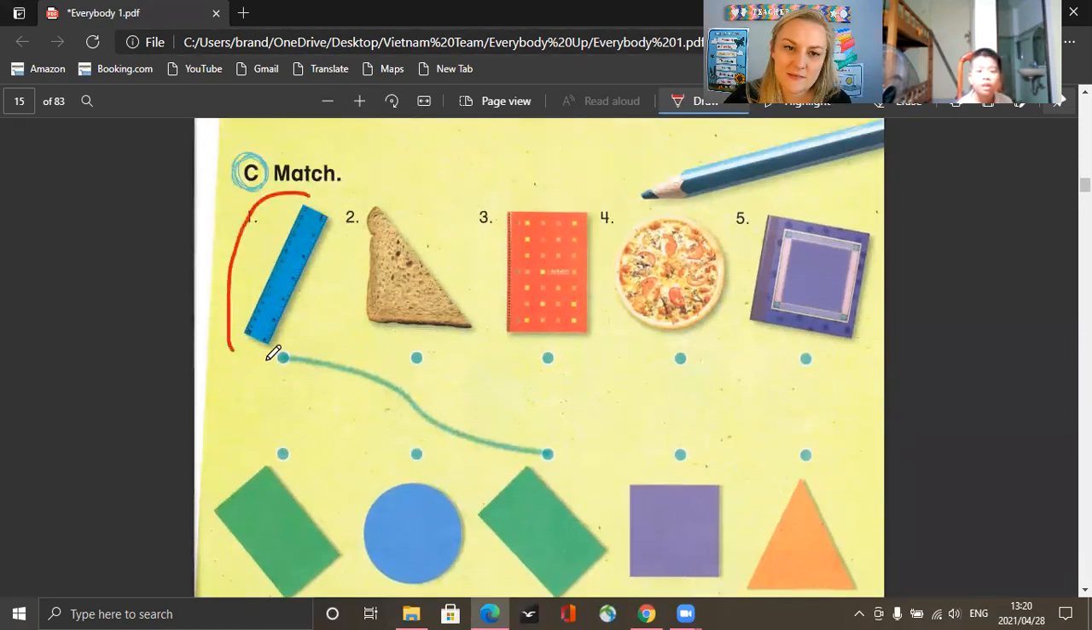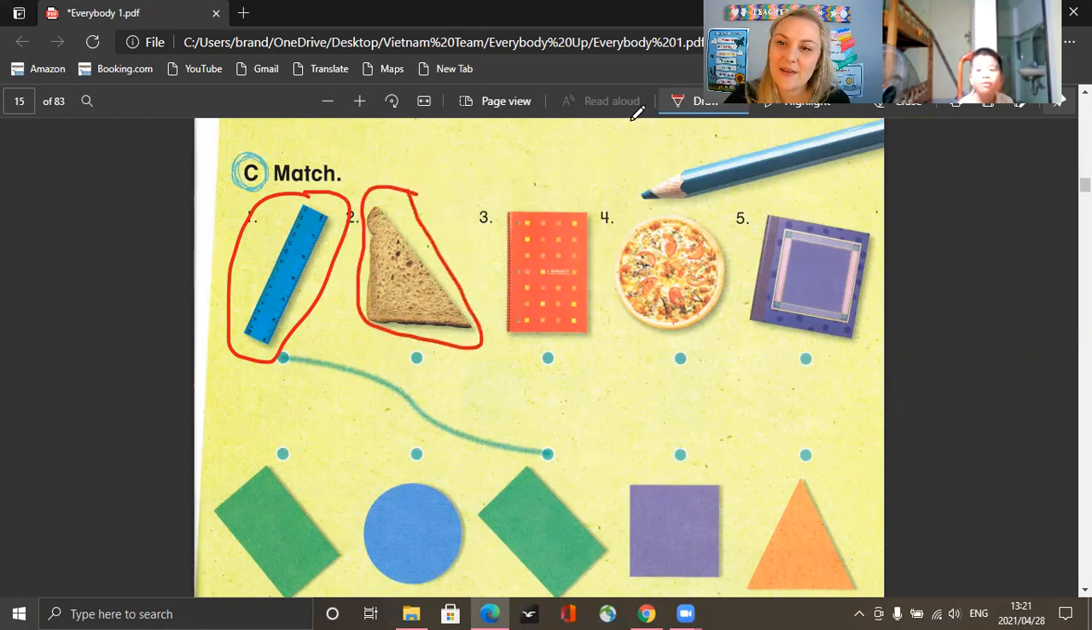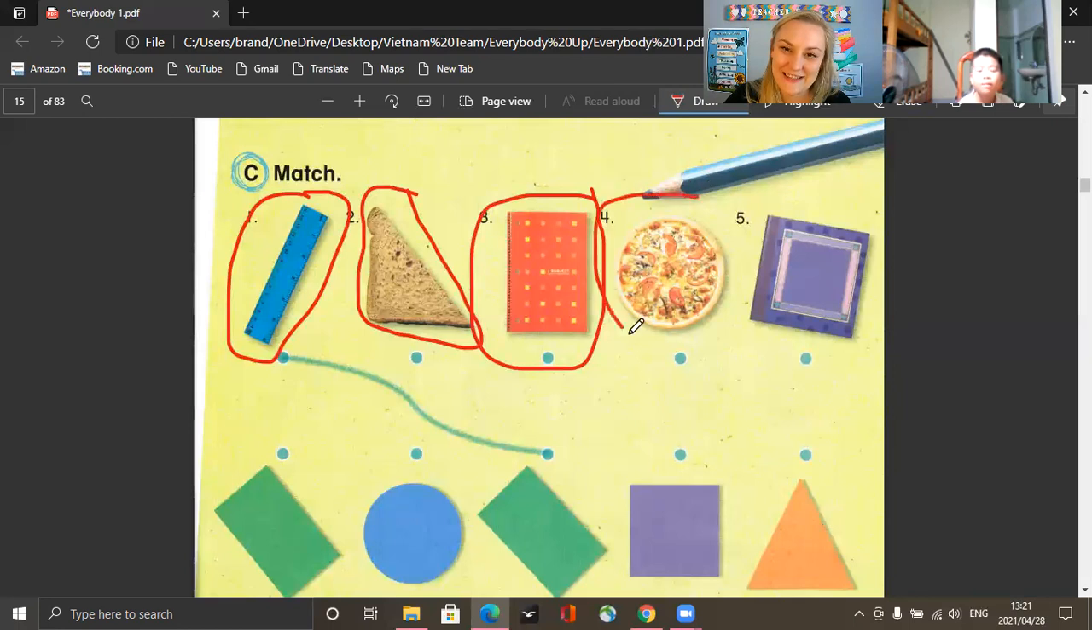Let's look over here. What is this? Ruler. Yes. Okay. What is this? Bread. Bag. Okay. What is this? Notebook. Yes. What is this? Pizza. Do you like pizza? Yes. Yeah, me too. I like pizza. Okay, what is this?